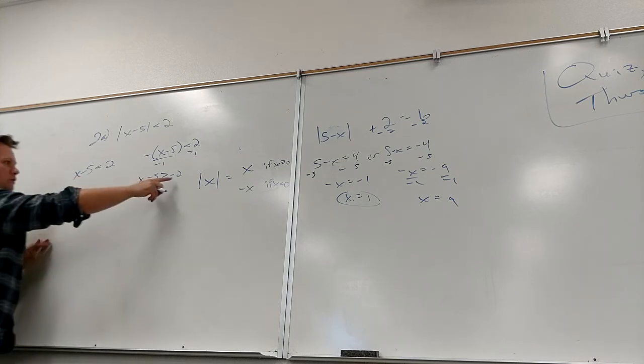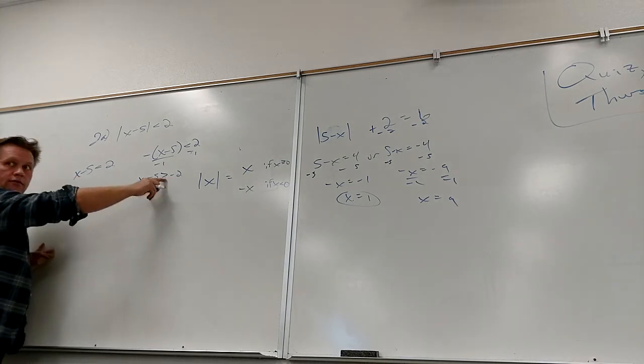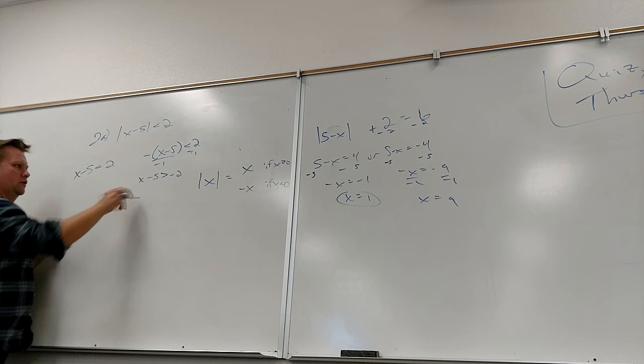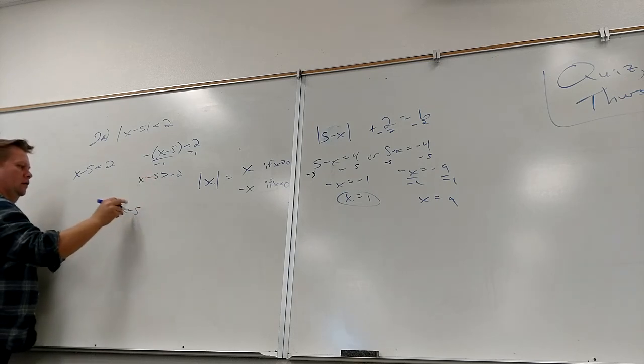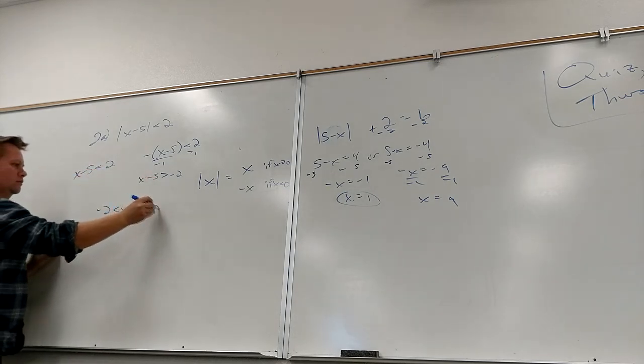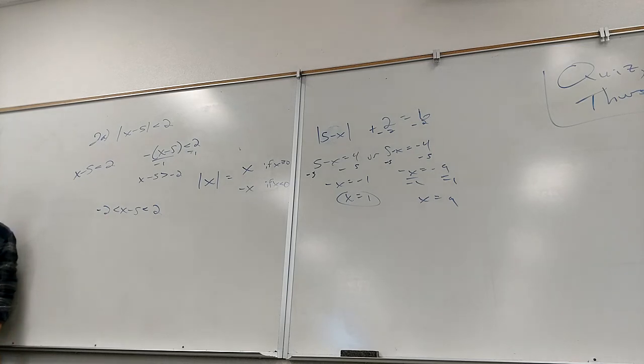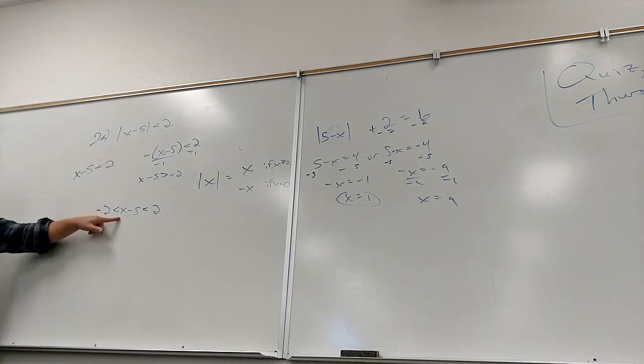And then if you read this, what's it say? Negative 2 is less than, see that? If I read this backwards? Negative 2 is less than this, which is less than 2. So every other way to do it will lead you back to this.